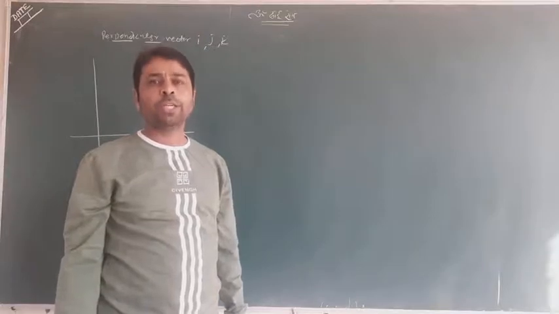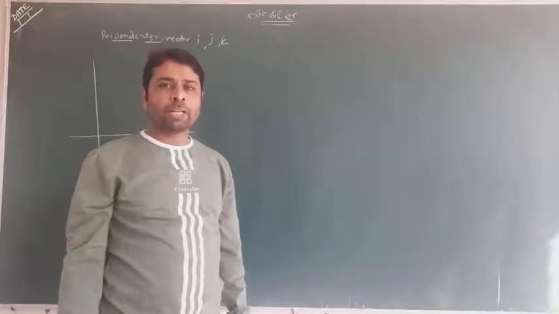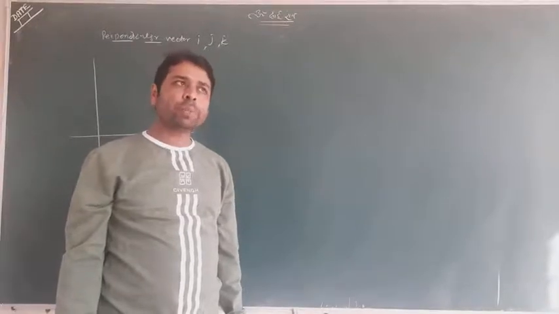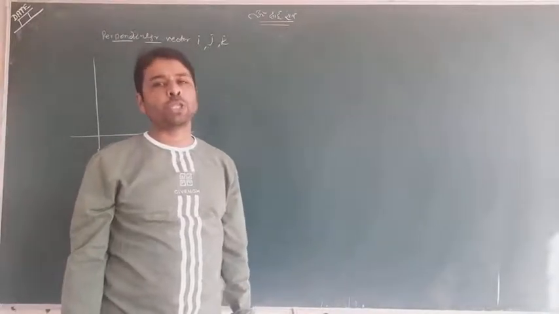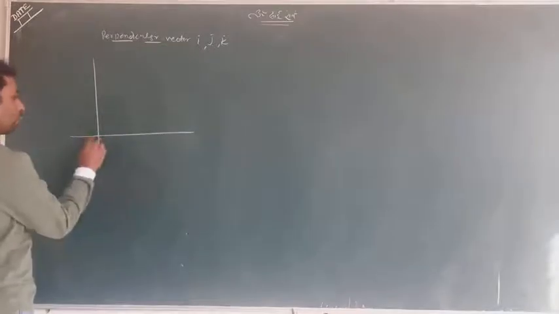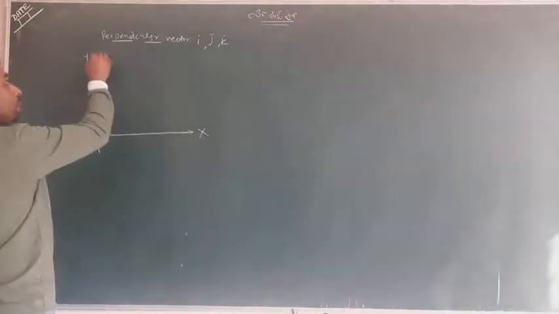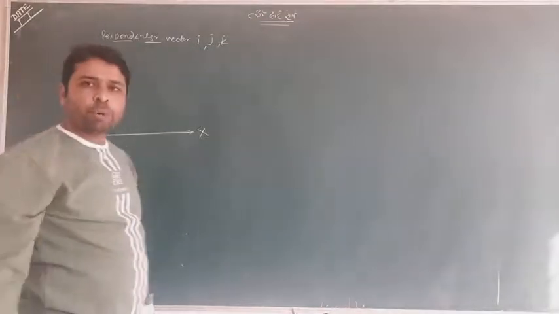So first of all, in two dimensions, I will tell you with i and j. I am not taking k here. But in two dimensions, you should understand what is i and what is j. Look at it. Suppose this is the origin point, with x and y axes.